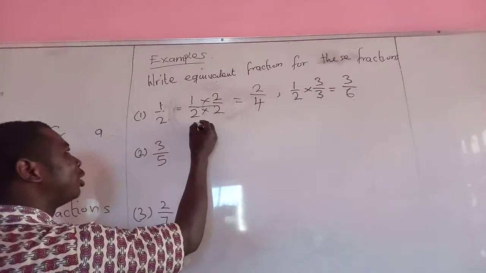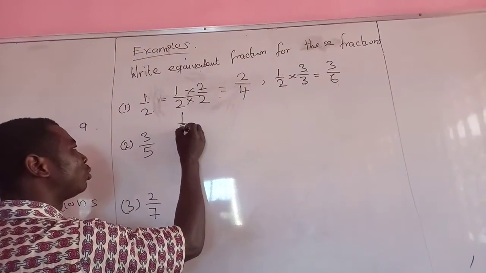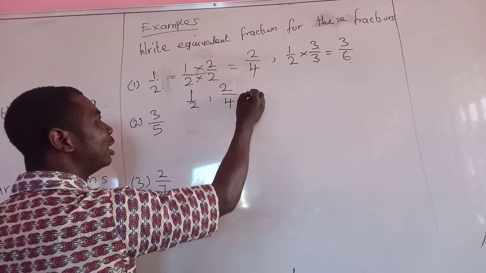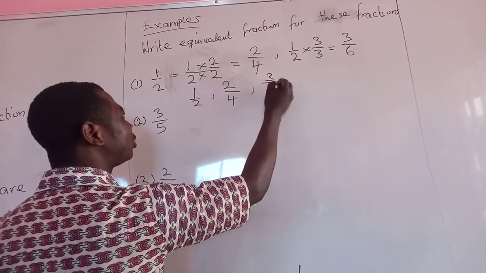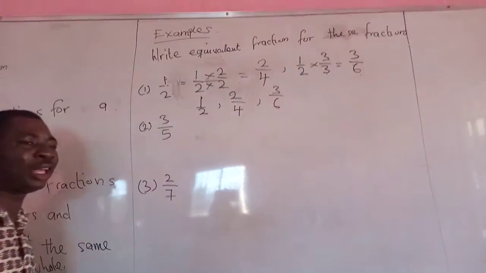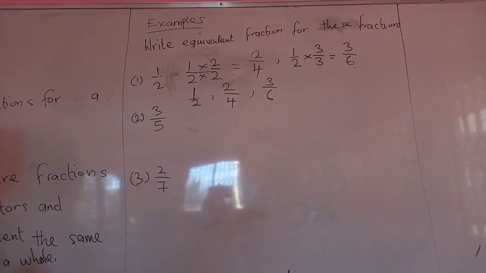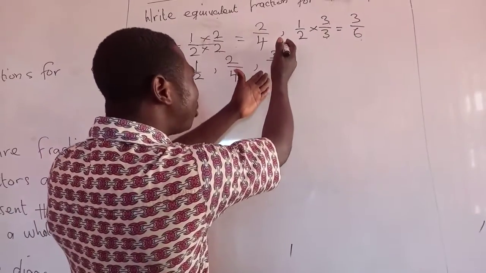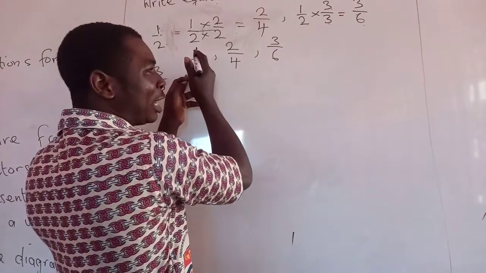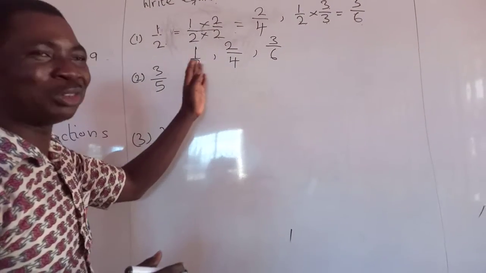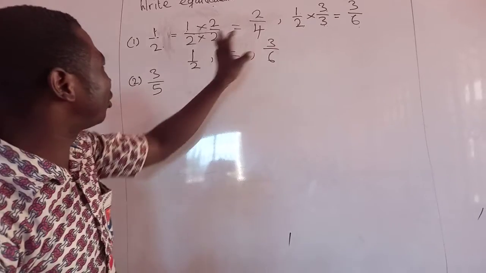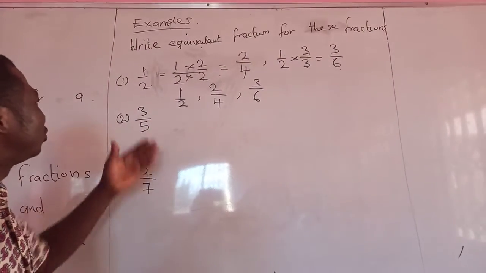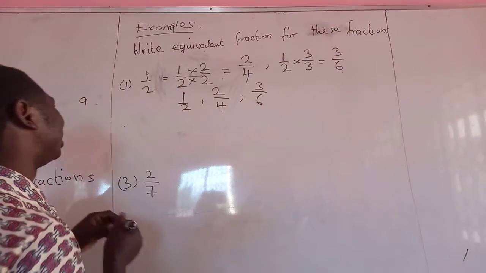And so let's write the equivalent fractions down. It's 1 out of 2, 2 out of 4, and then 3 out of 6. We are saying it's equivalent because when you break this fraction down, you still come back to this. So all these fractions are equivalent to this. Okay, let's move on and solve this one quickly.